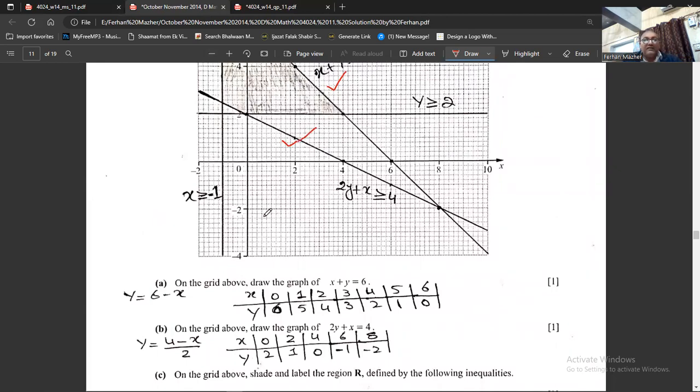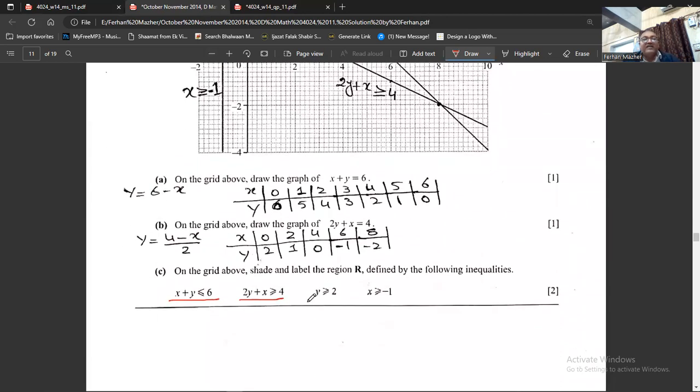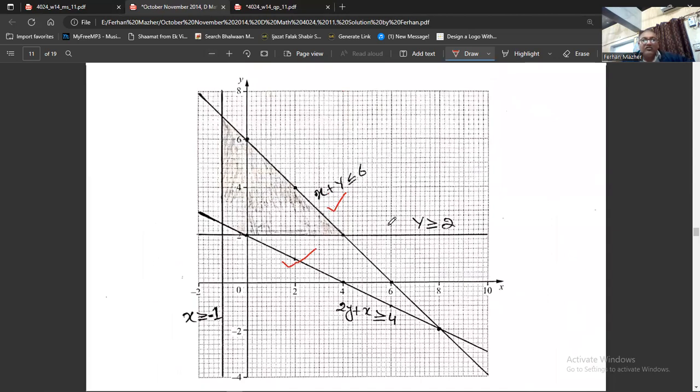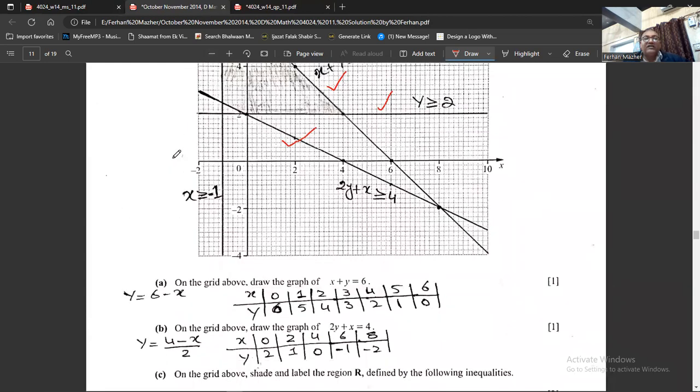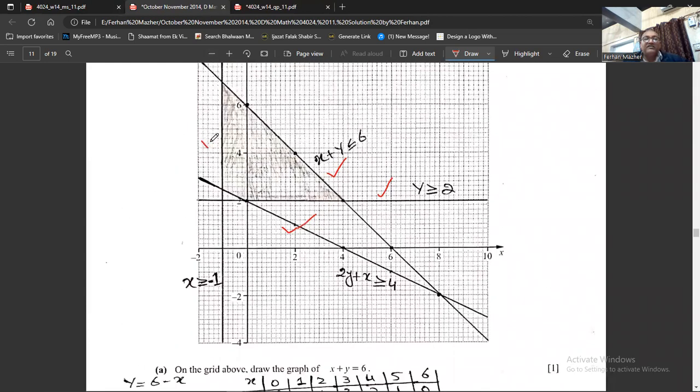Okay. And then we have this line. Y equals 2 is a horizontal line. So we are talking about this line, y equals 2. And then he says x equals minus 1. And we are talking about this line.